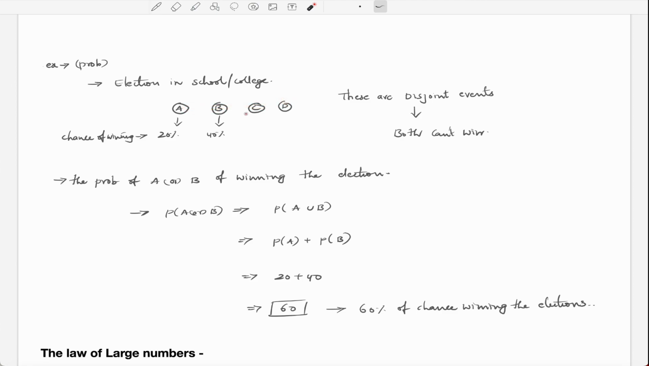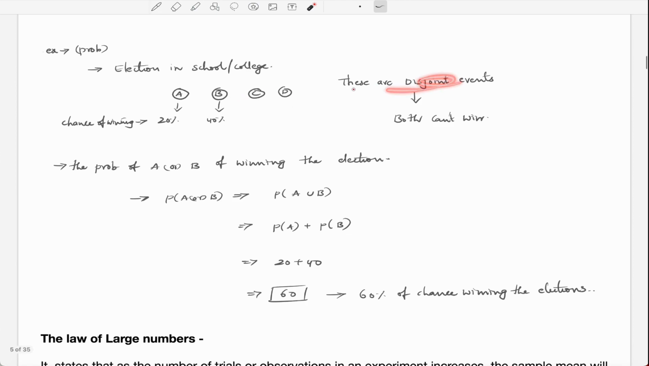I hope you have a basic intuition about this. If one wins, the other three lose, right? So these events cannot occur at the same time. Two cannot win at the same time. I hope you have a basic understanding of what I'm saying, what disjoint events are.